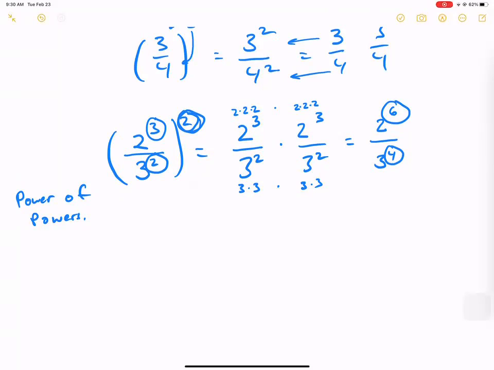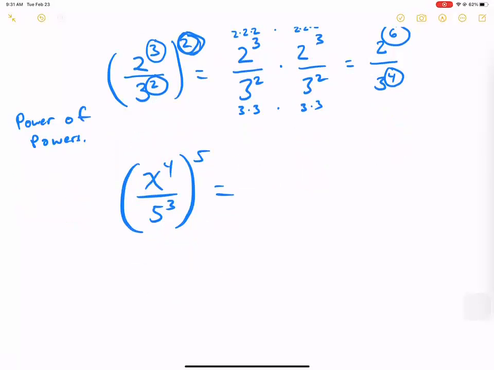Let me give you one last one. If I say x to the 4th over 5 cubed, all to the 5th power. This part's a little crazy, okay? Well, we said if it's a power of a power, we just multiply. So how many x's do we really have? 4 times 5 is 20. And how many 5's do we have on the bottom? 3 times 5 is 15.